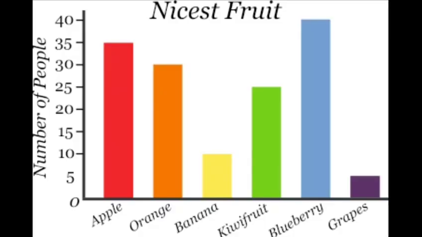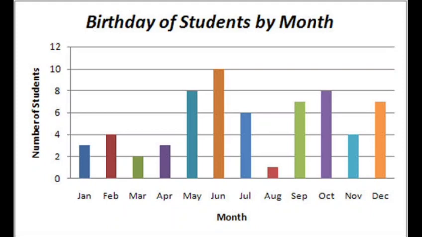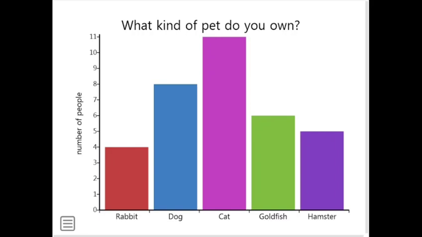The given bar graph shows the number of people who like each fruit most. See, the bars show the number of people liking the fruits. The given bar graph shows the number of students' birthdays in a particular month. The given bar graph shows the number of people having different kinds of animals as pets.